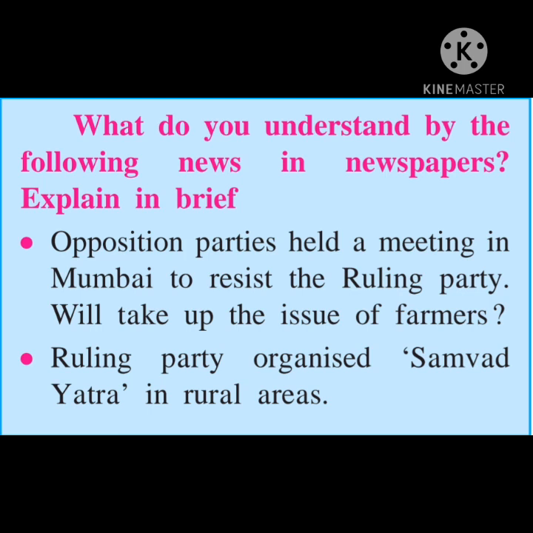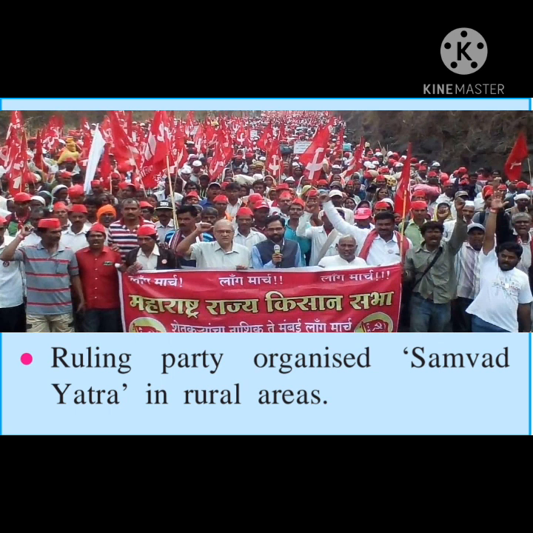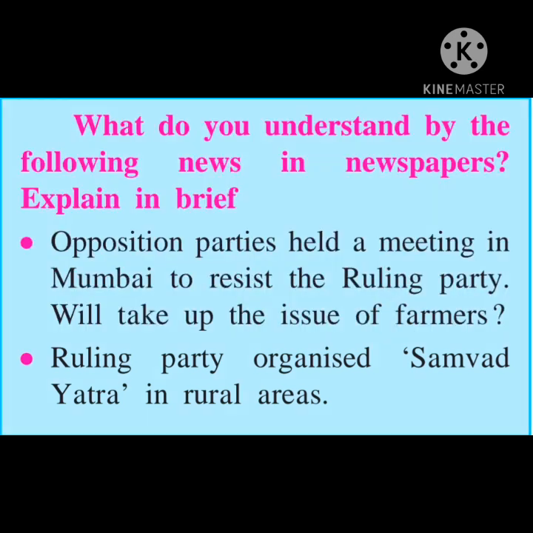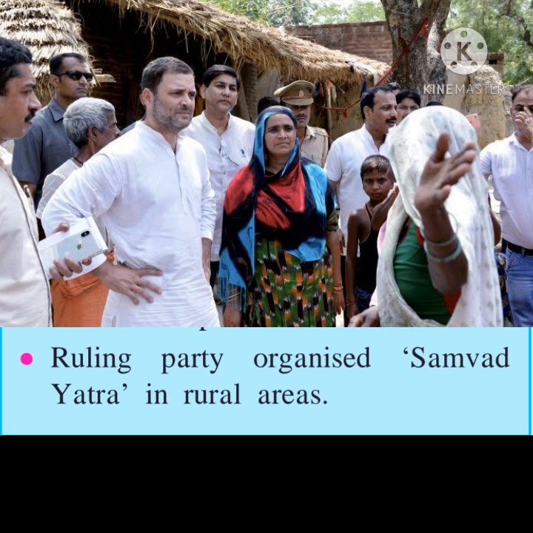Now let's see the second headline. Ruling party organized Samvad Yatra in rural areas. Samvad means to talk to people personally. So political parties adopt different ways to popularize their party and influence the people. For example, you must have heard Rahul Gandhi visited farmers' houses and personally asked farmers what problems they faced.